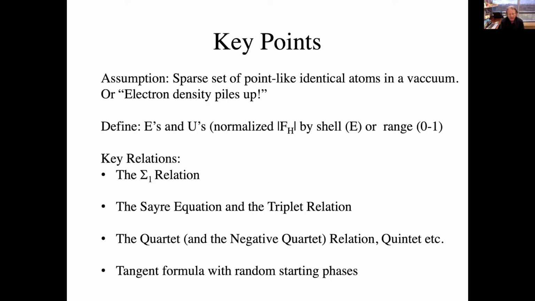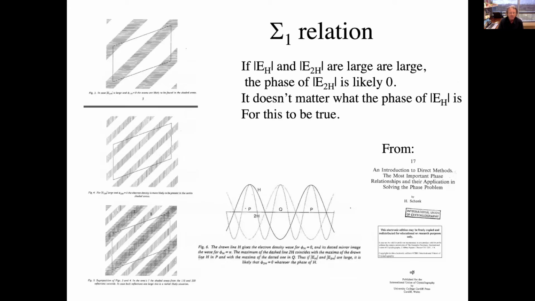And in the end, something called the tangent formula was developed, which allows one to propagate estimated phases to phase other reflections, even starting with random phases. The tangent formula can help produce a solvable structure. So let me say a few words about the sigma-1 relation.